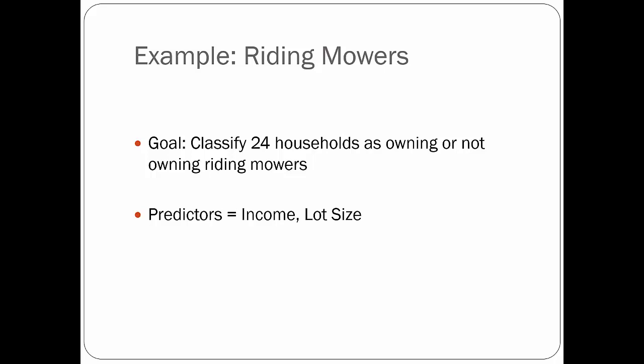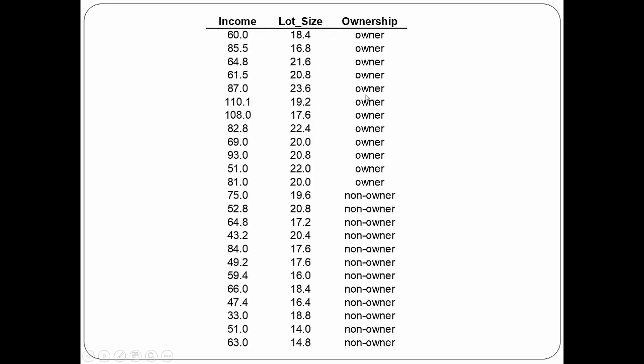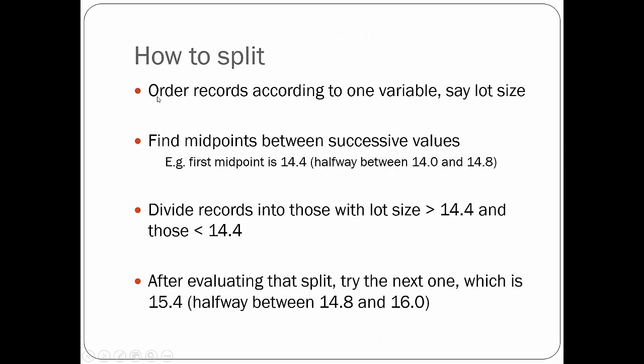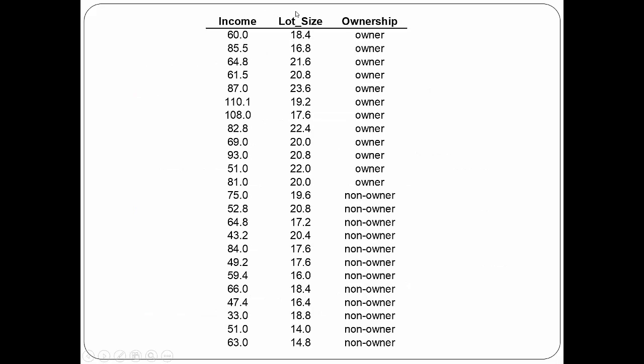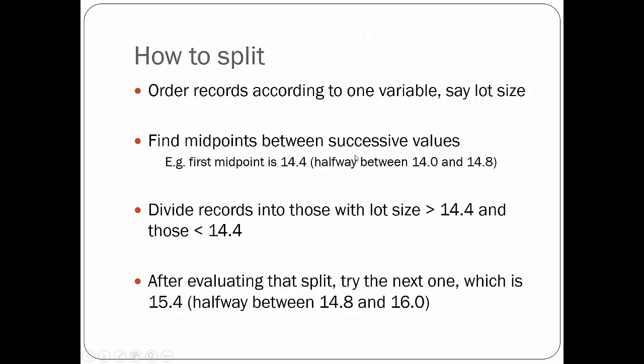Here is an example of riding mowers. You have income and lot size as the two predictors, and the target is ownership of a riding lawn mower, owner or non-owner. So how to split? Order the records according to one variable, say lot size, sorted from smallest to largest. It turns out that the smallest is 14.0 and the next higher value is 14.8. One way of doing this is to take a midway point between the two, in which case you don't have to include the equal to sign on either side.